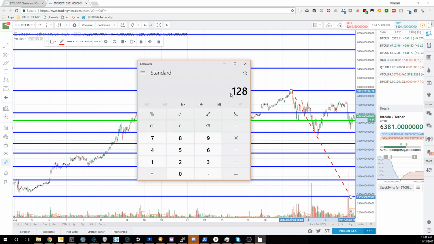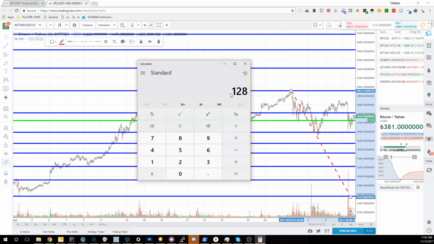Now let's take a look at what happens if we start with a smaller position at the top of the market. Instead of starting with 1 Bitcoin, I'm going to start with 0.001 Bitcoin. It's not a lot of money. It's about $5 or so. This is $6, I'm not even sure.